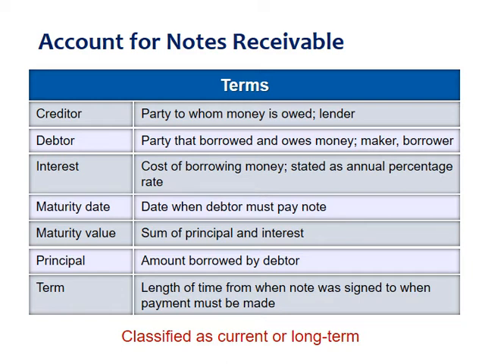Maturity date is the date on which the debtor must pay the note. Maturity value is the sum of principal and interest on the note. Principal is the amount of money borrowed by the debtor and lent by the creditor. Term is the length of time from when the note was signed by the debtor to when the debtor must pay the note. Notes receivable can be classified as current or long-term depending on their maturity date.